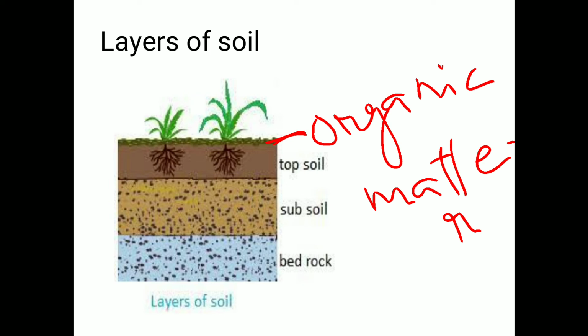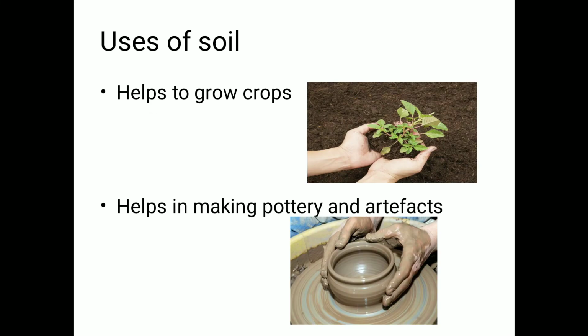Then the next layer of the soil is light in color and full of broken rock pieces, and this layer is called the subsoil. Then the lowermost layer, or you can say the bottom layer of the soil, is called the bedrock, and it is made up of solid rock. The plants you will not find in the subsoil or in the bedrock, you will find them mostly growing in the topsoil. Okay, now let us move to the last topic, that is the uses of soil.